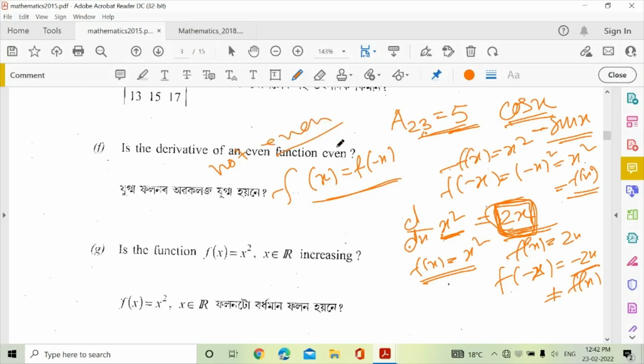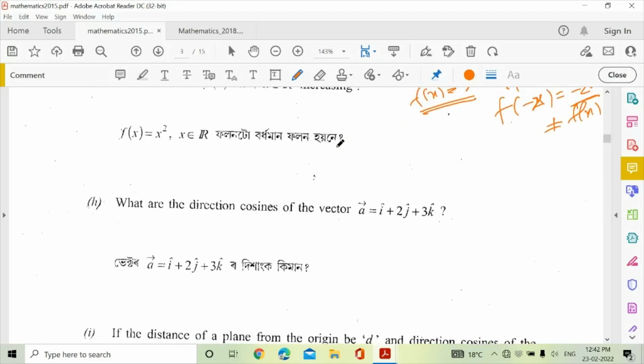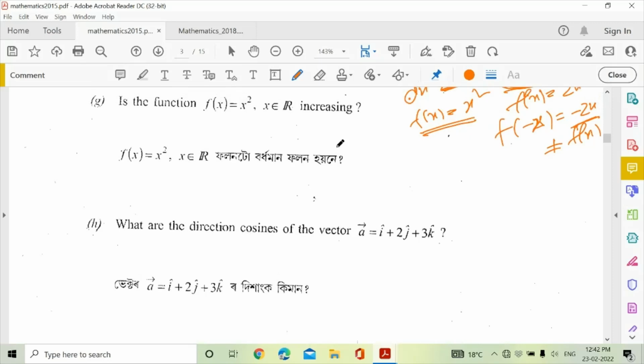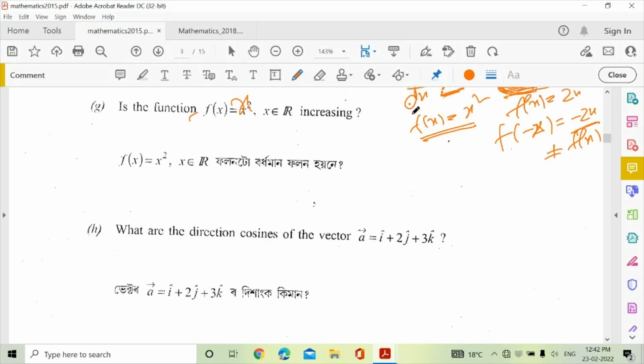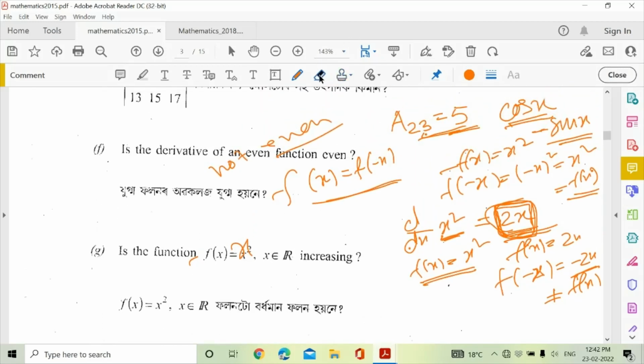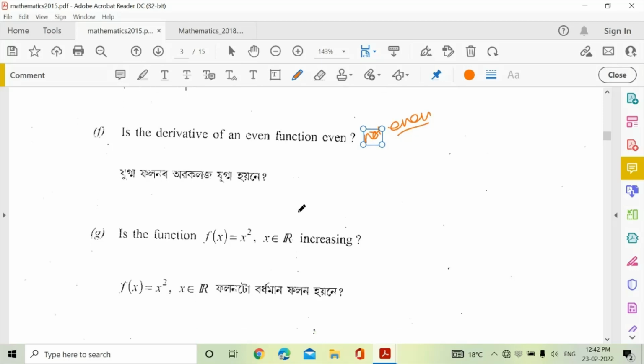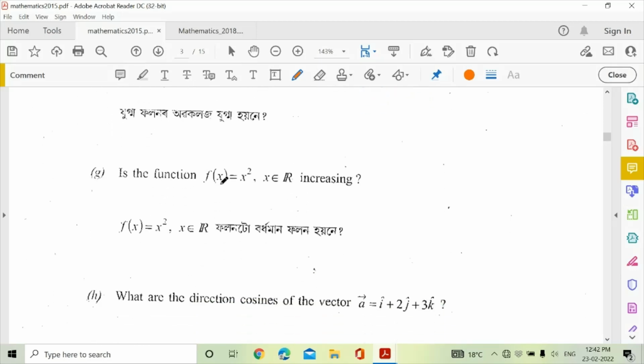Correct? So let us try to discuss another one. What is the question? Is the function increasing? f of x. Okay. So let us try to eliminate this one. Correct. So it will not be even. Okay. Now the next question is: is f of x equal to x squared increasing?